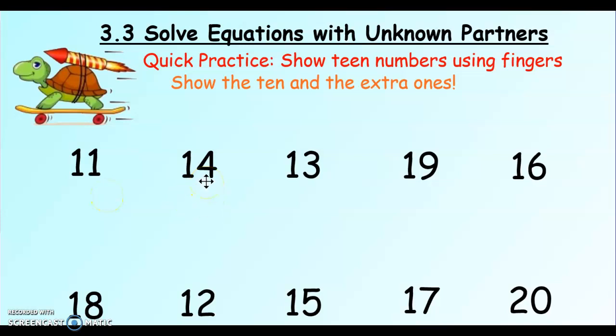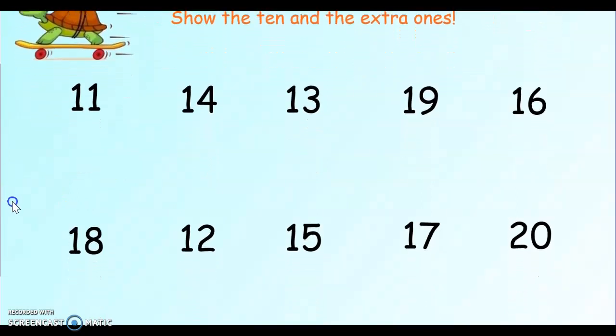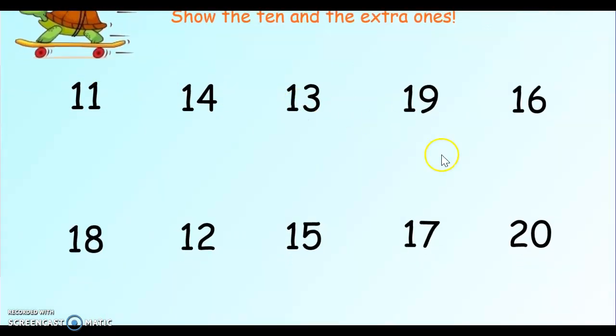Try it for 14. So you'd flash your 10, so put up 10, and then you have 4 extra ones. Okay, at this point you can pause the video and try the rest of these numbers. What do you think will happen when you get to 20? How many 10s are in the number 20? You can always check the 10s place. There's 2.